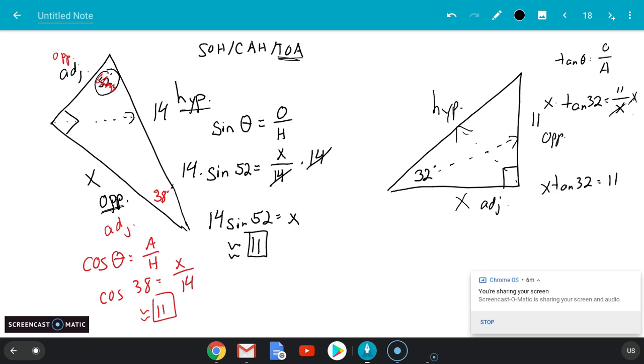So what I need to do is get rid of tangent 32. Tangent 32 goes together. It's not like I can divide by 32 and then by tangent, or divide by tangent and then 32. They go together. So divide each side by tangent of 32. And now I have x equals. So x equals, now I just go to the calculator. Let me get my calculator again here. 11 divided by tangent of 32, and that gets me around 17.6.